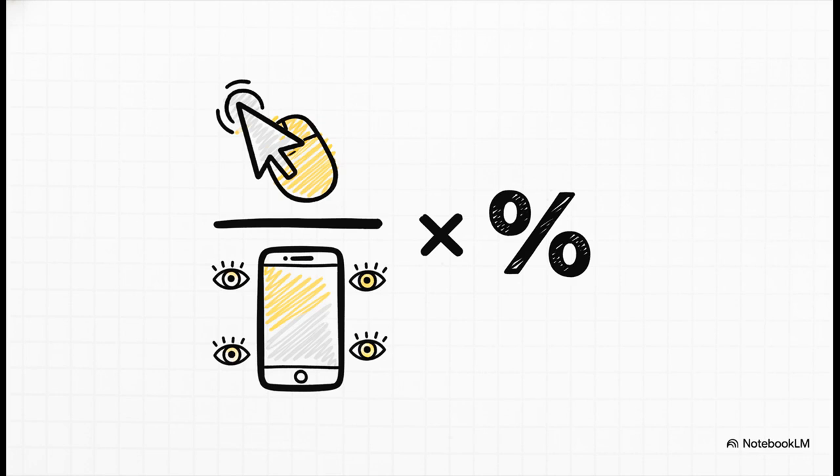Then you have the click-through rate, or CTR. This is absolutely vital for ads or any post with a link. It measures how many people who saw your post were interested enough to actually click on it. It's just your total clicks divided by your total impressions times 100. A high CTR is a great sign that your headline and image are working.